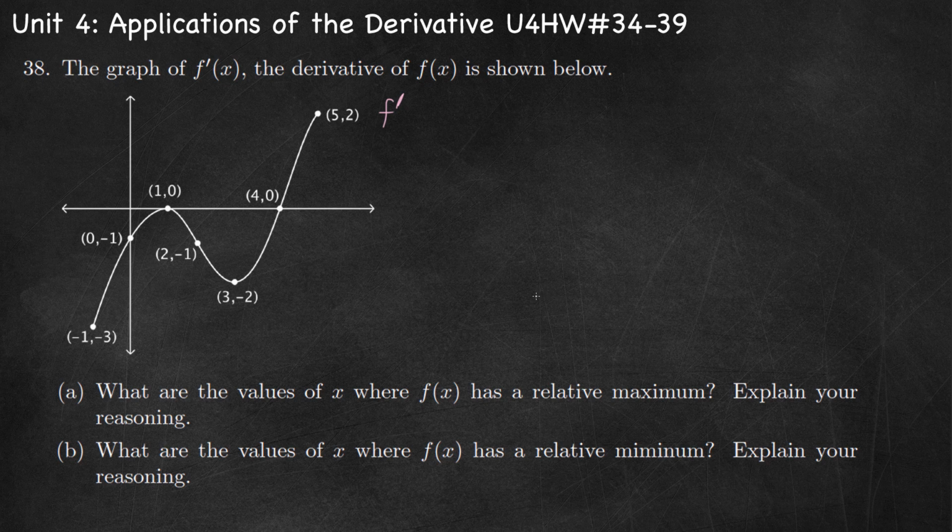So we have a maximum on f wherever f changes from increasing to decreasing, and that's where the derivative changes from positive to negative. So where does the derivative graph, the f prime graph, change from positive to negative? Positive means above the x-axis, negative means below the x-axis. Well, looking at this graph, there are no places where it changes from being positive to being negative. So no relative maximums.